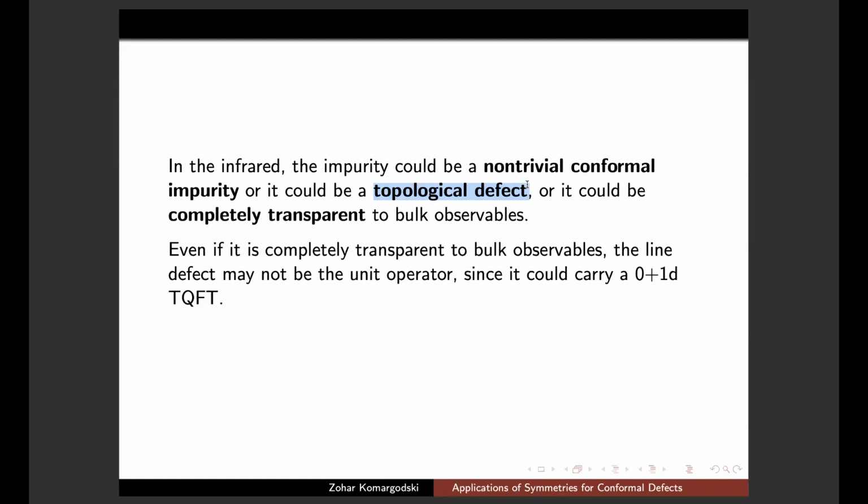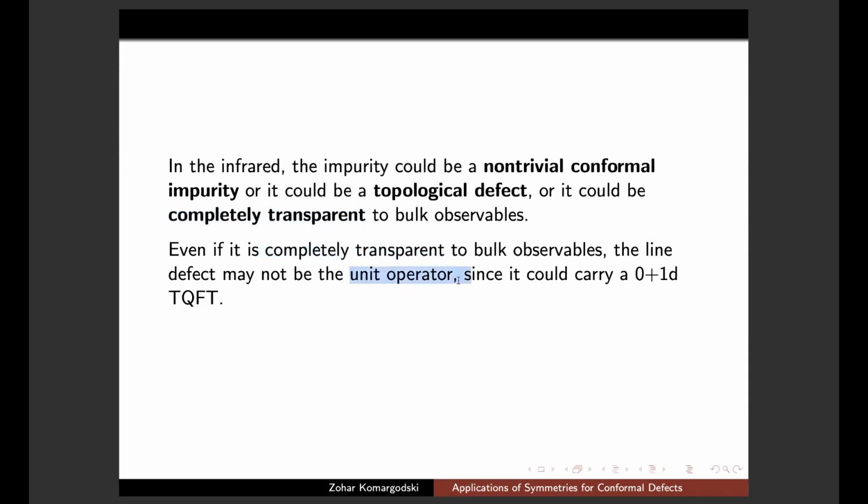Like in Chern-Simons theory, we have tons of topological line operators. Another option is that it could be completely transparent. So that means that the line operator cannot be detected by any bulk observable, neither by local operators in the bulk, nor by extended operators in the bulk. So in this case, the line operator is almost the unit operator, but one has to be very careful, and it will be important for this talk, because even if it's completely transparent, it could still be slightly non-trivial.